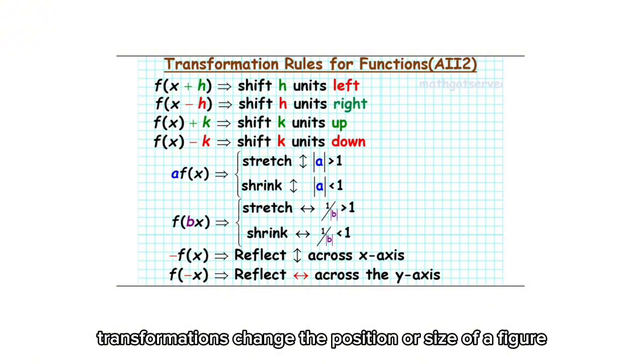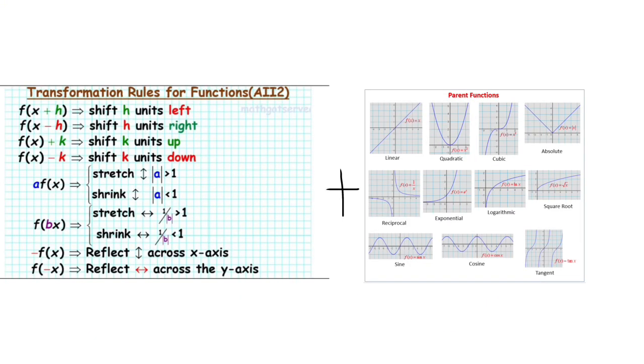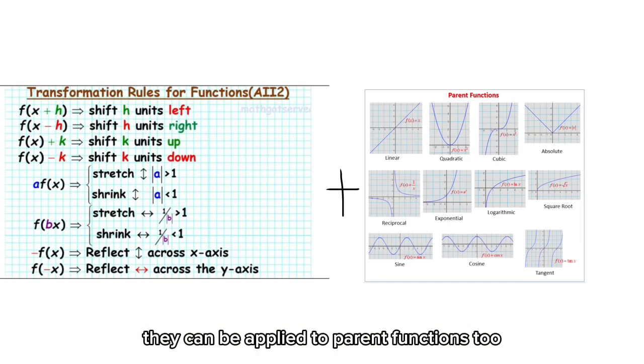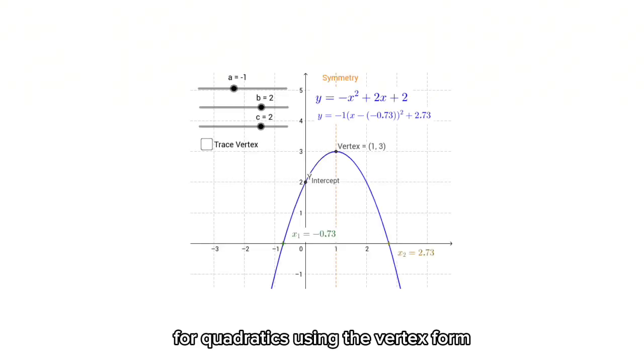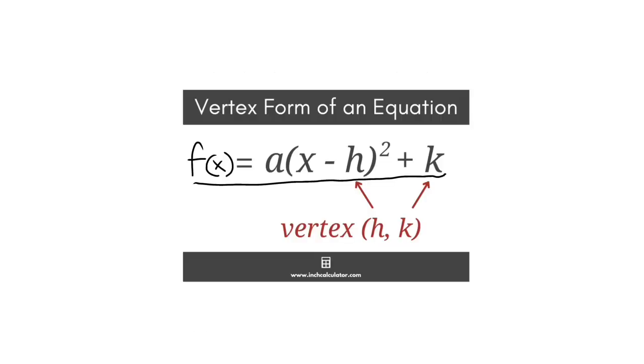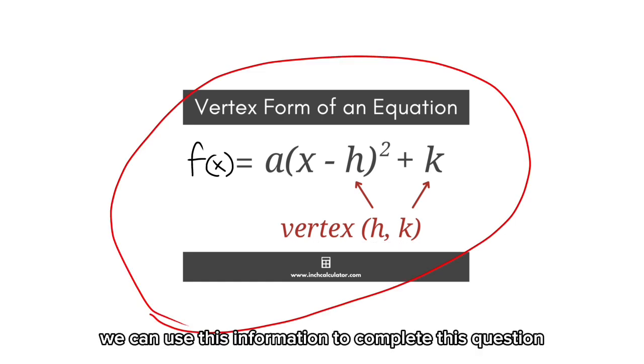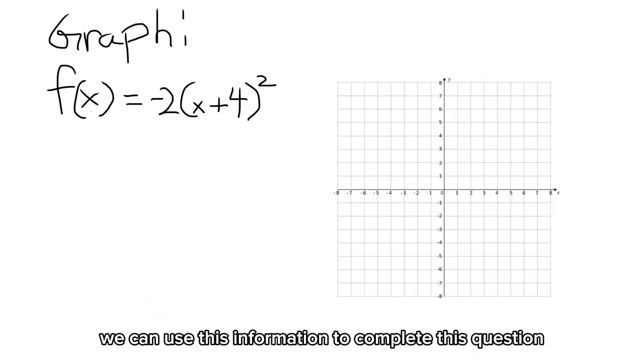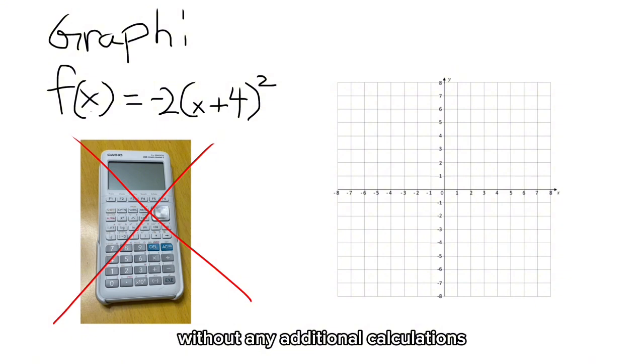Transformations change the position or size of a figure. They can be applied to parent functions too. For example, for quadratics, using the vertex form, f(x) equals a times (x minus h) squared plus k, where h and k are the vertex. We can use this information to complete this question without any additional calculations.